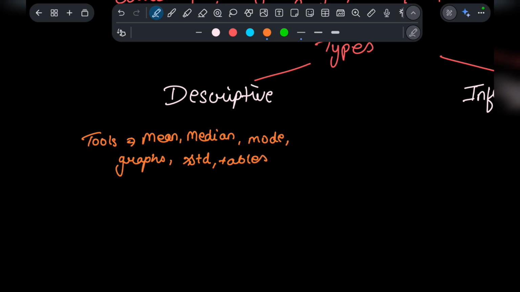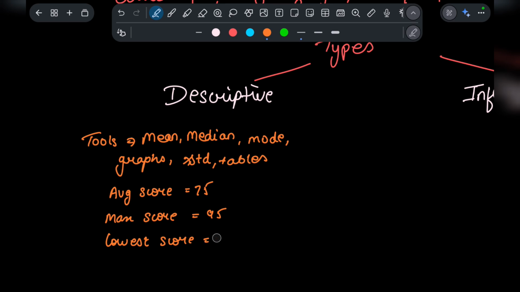For example, suppose you surveyed 100 students about their exams. You found out that their average score was 75, their maximum score, or the highest score, was 95, and their lowest score was, let's say, 40. And you have a bar chart showing the score distribution. This is descriptive statistics because you are just describing what happened in that data set.